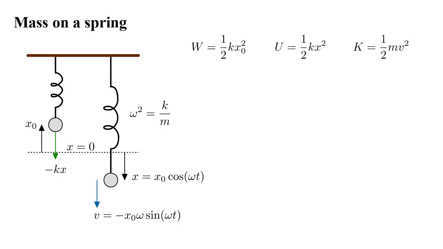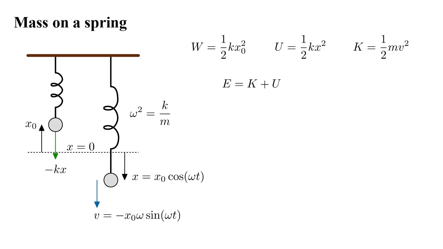The work we put into the system to move the mass to its initial position is W equals 1/2 kx0 squared. Let's define the potential energy, U, of the mass at an arbitrary position x to be the work required to move the mass to that position from the equilibrium position. U equals 1/2 kx squared. And we assume our previous expression for kinetic energy, K equals 1/2 mv squared.